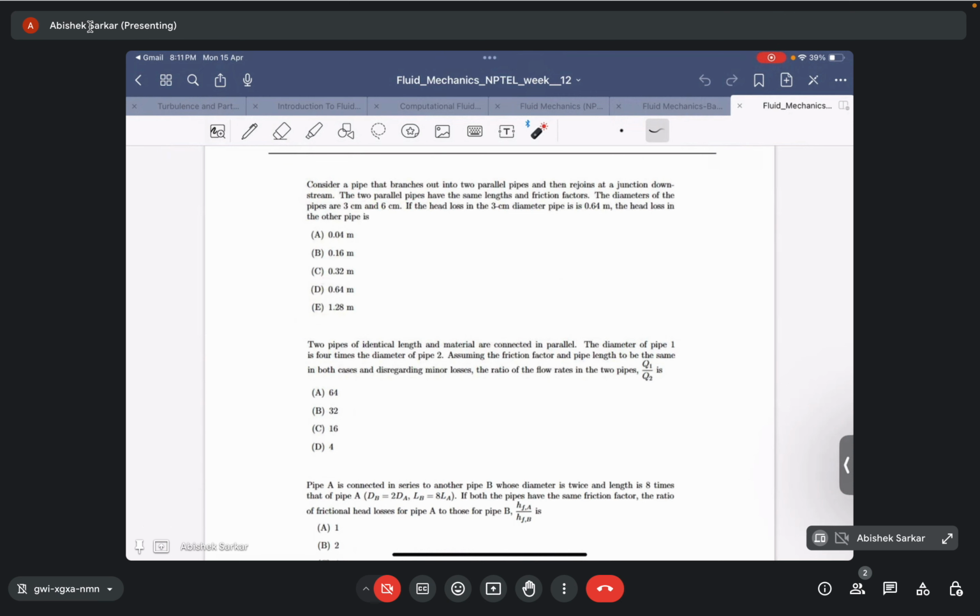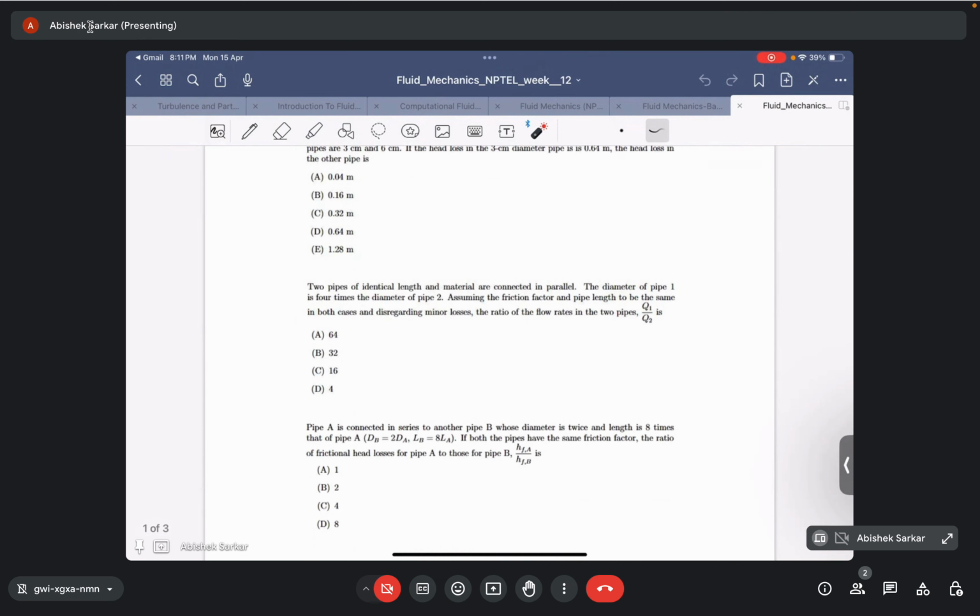Okay. So the next question is: 2 pipes of identical length and material are combined in parallel. The diameter of pipe 1 is 4 times the diameter of pipe 2. Assuming the friction factor and the pipe length to be the same in both cases and disregarding the minor losses, find the ratio of flow rates in the 2 pipes, Q1 by Q2. You can pause the video here to revisit the question, but for the sake of saving time, I would directly like to show you the solution, and you can cross verify it once you're able to write all the parameters.